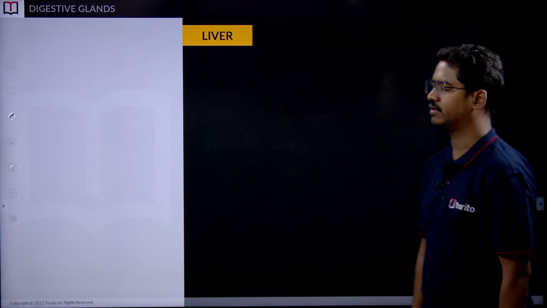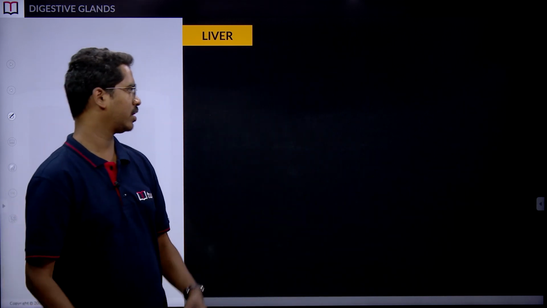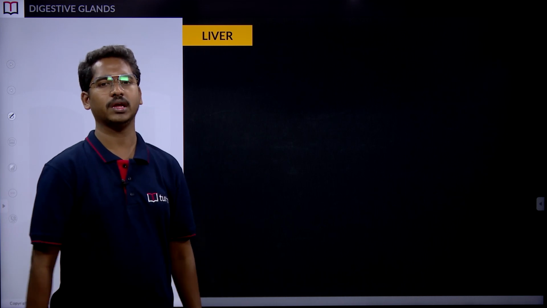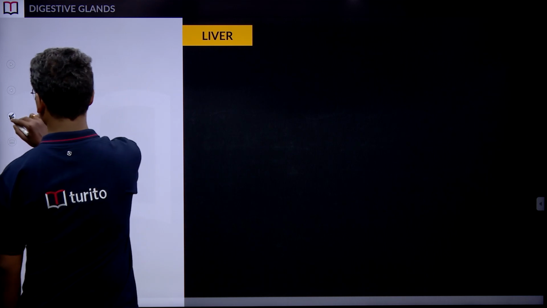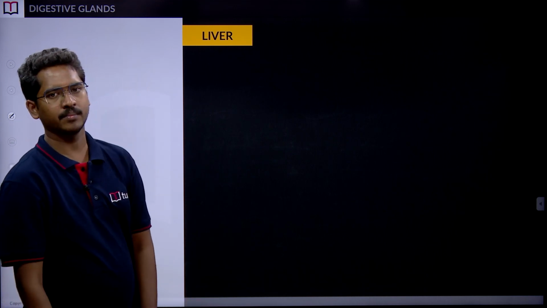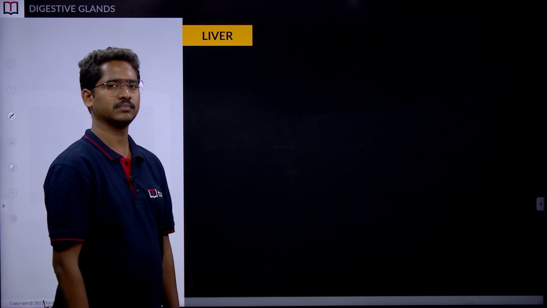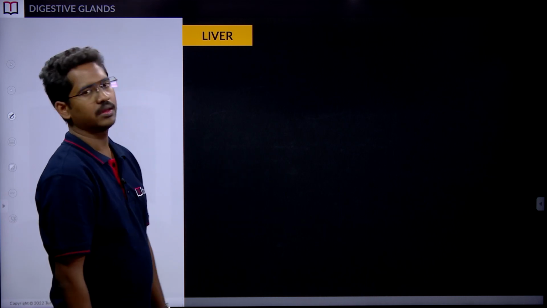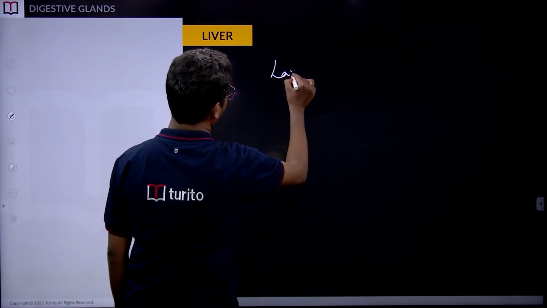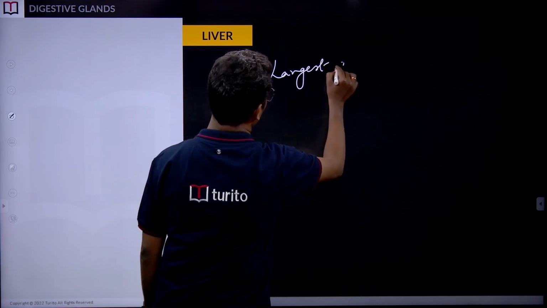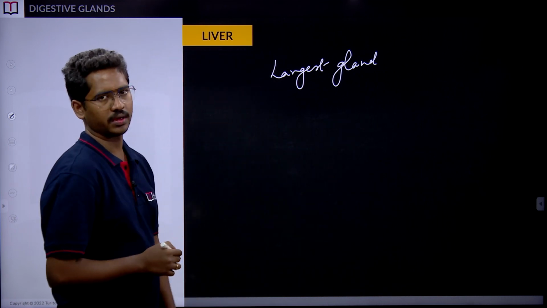Following which, liver. What is your understanding about liver? Whatever you know about liver, you can drop in here quickly. Okay. So, you say that liver is the largest gland. Okay, if you say so, I will put it here. Liver is the largest gland. Okay. What next?